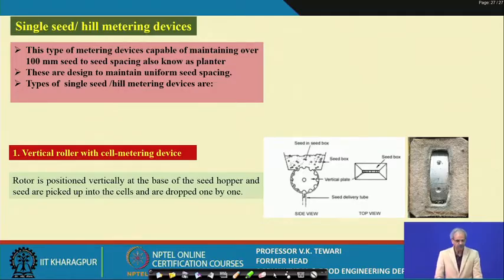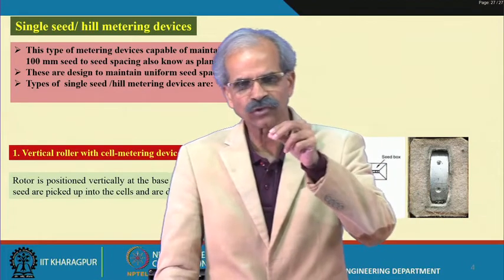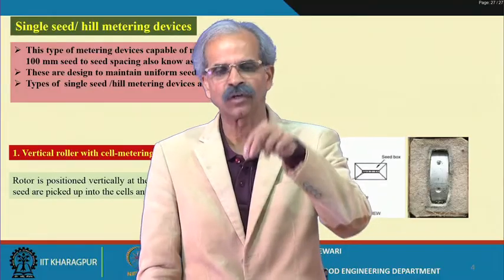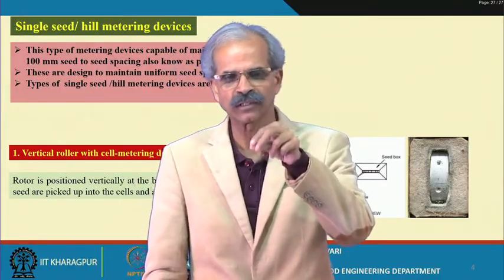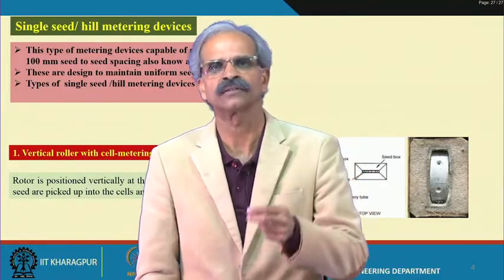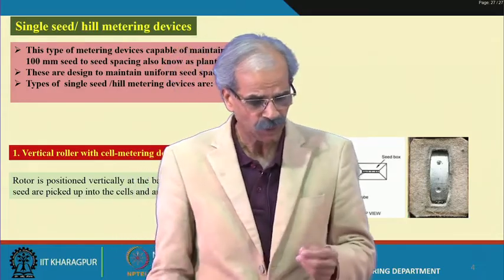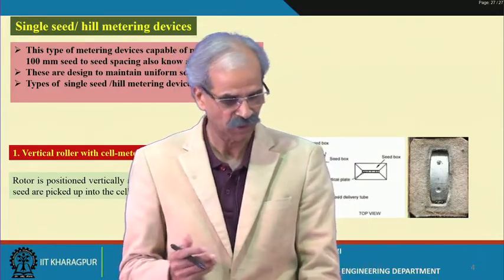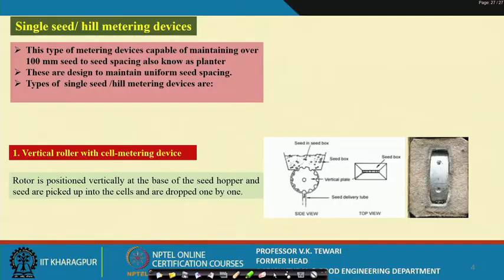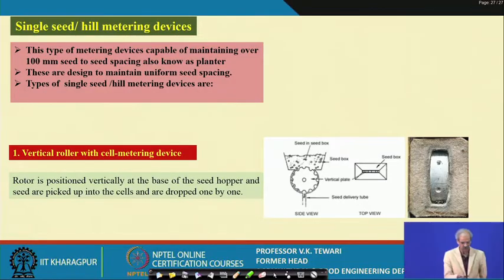Single seed hill metering devices. Sometimes we would like either single seeds to be metered, or 2 or 3 seeds in one location, which we call a hill. In one location there could be 2-3 seeds. So, when we want this to happen, we have some devices which are made. See, the beauty of these devices, I will just go through this for your information.